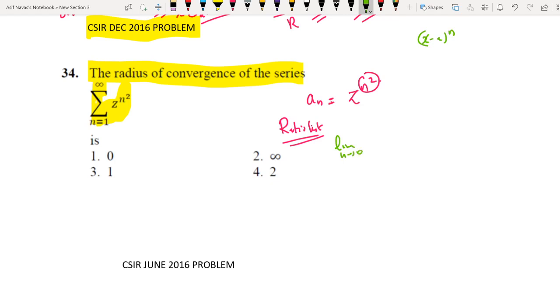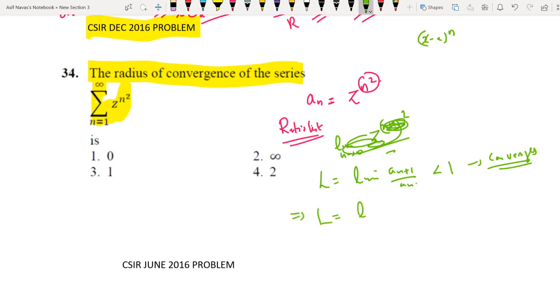Limit n tends to infinity, z raised to n plus 1 all square divided by z raised to n square. What is the ratio test? L equal to limit of mod an plus 1 divided by an, less than 1, then it converges. So for what values does it converge? L less than 1, which implies L equal to limit n tends to infinity of an plus 1 by an. So here an is z power n square, so z raised to n plus 1 all square divided by z raised to n square.